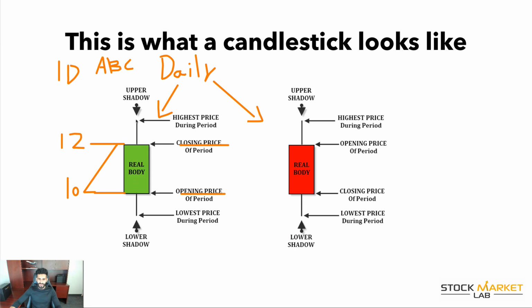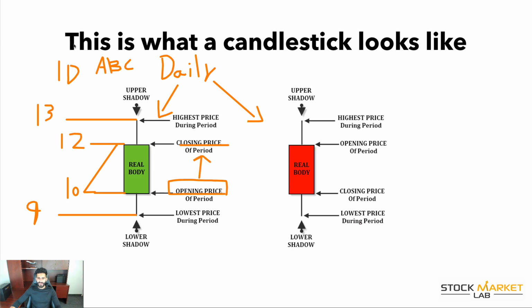Now the wicks represent the highest point. So this means that the stock went to maybe 13. This means that the stock maybe went to 9. But the body here is green because the stock opened lower and closed higher.